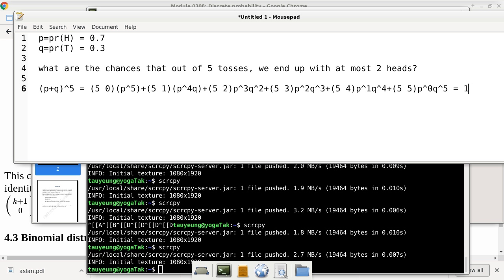So out of this entire equation, which part are we interested in? When we want to find out the chances that out of 5 tosses we end up with at most 2 heads. This one corresponds to 5 heads, right? Not interested. 4 heads, not interested. 3, not interested. Yep, this one we want. So we'll just indicate that this is what we want. This one has 1 head. Yep, we want that. And this one has no head. Yep, we want that too.